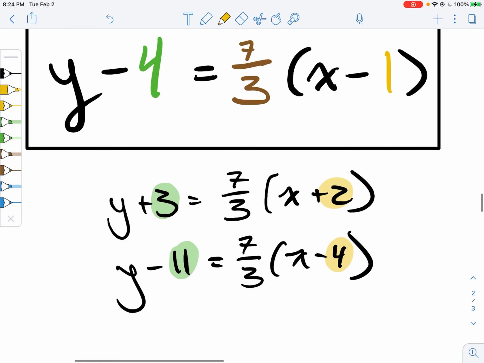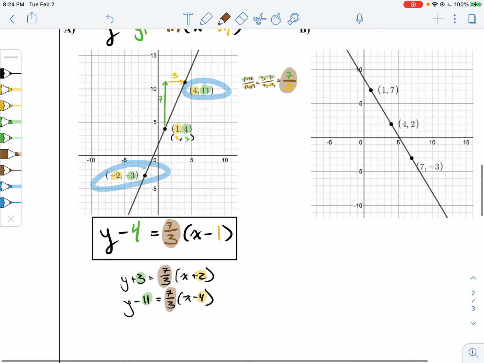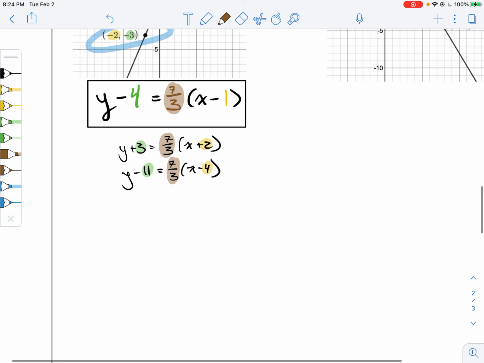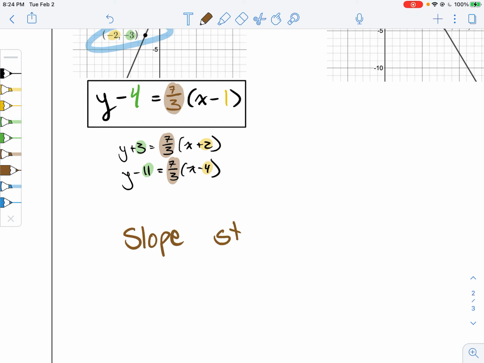And notice what is the same. Our slope is always the same at any point of our line. That's what makes it a line, is the slope is always the same. Slope stays the same. That is a key idea. Slope of a line stays the same the whole time.